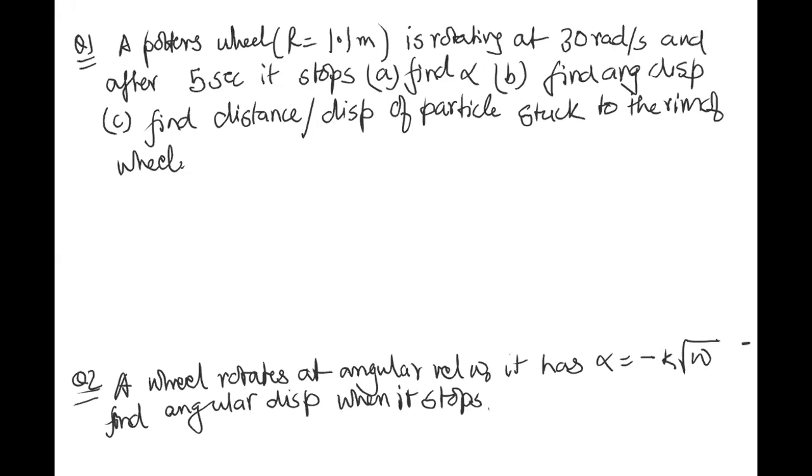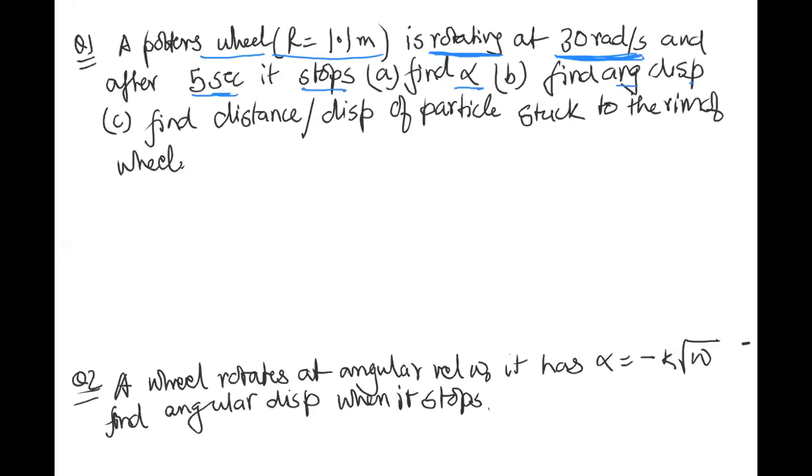Hi. So for the people who are not able to do this, this is not very difficult. You can always convert the problem into a linear problem and then do it. Okay. So a wheel, we forget about the wheel, we forget about the radius, is rotating, is moving at 30 meters per second. This I am only saying in my mind. And after 5 seconds it stops.